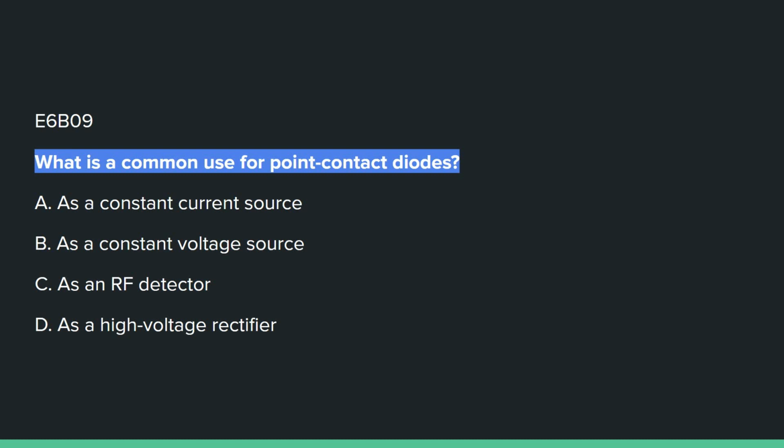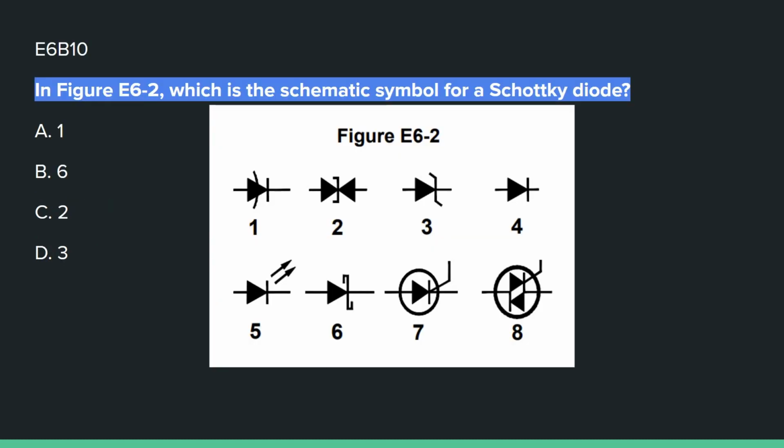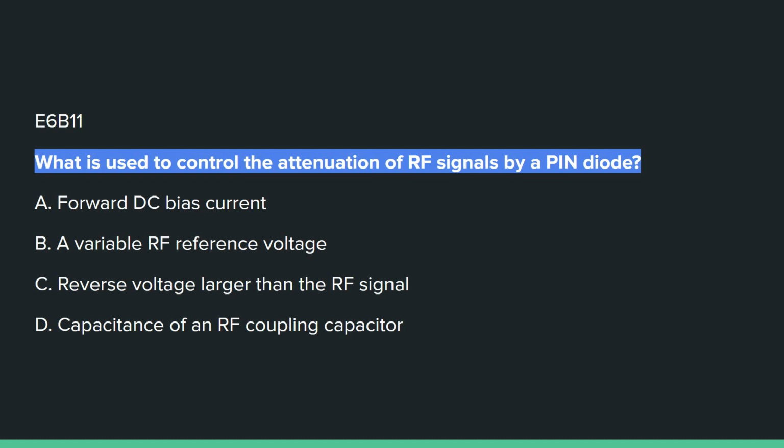E6B09, what is a common use for point contact diodes? And that's C, as an RF detector. E6B10, in figure E6-2, which is the schematic symbol for a Schottky diode? Answer is B, number 6. E6B11, what is used to control the attenuation of RF signals by a PIN diode? A, forward DC bias current.